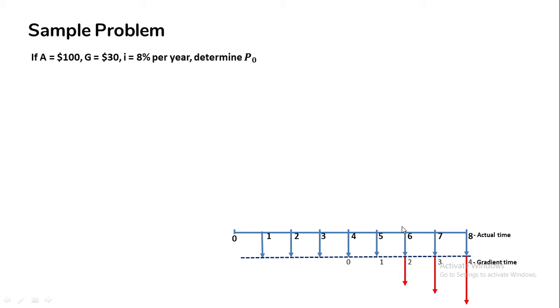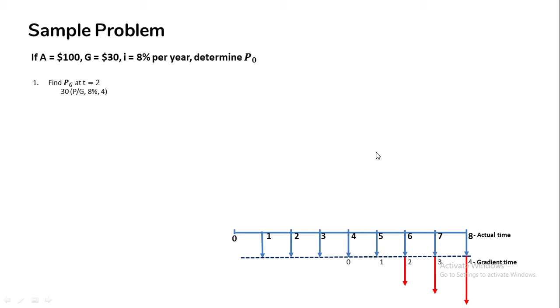Example problem. If A, or the base amount, is $100, G, the gradient amount, is $30, and i, the interest, is 8% per year, determine the present worth, or P sub 0. So this will be our cash flow diagram. For a period of 8 years, we have a base amount of $100, then it was constantly added from year 6 by $30 each year.